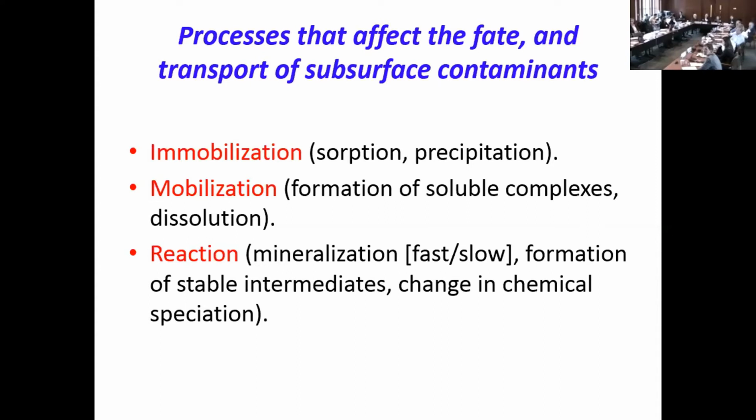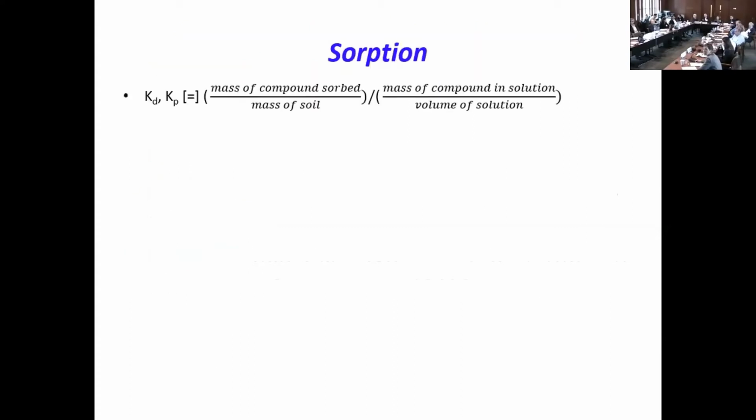Sometimes we have the partial reaction or degradation to stable intermediates, and then, when we're talking about inorganics, change in chemical speciation. We can go from, I'm going to get to that later, arsenate to arsenite, with different transport processes, different toxicity levels, etc. So why do we care about sorption?